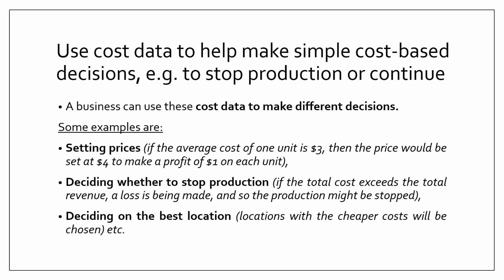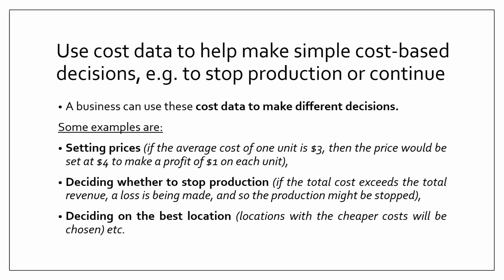How do you use the cost data to help make simple cost-based decisions? Example, how do you decide if you have to stop the production or continue the production by using the cost data? A business can use this cost data to make different decisions. Some examples are number one, setting prices. If the average cost of one unit is $3, then the price would be set as $4 to make a profit of $1 on each unit.